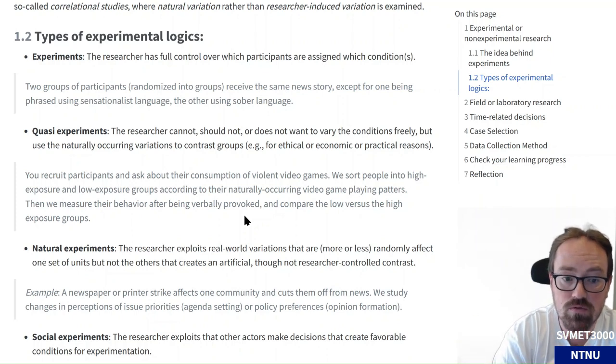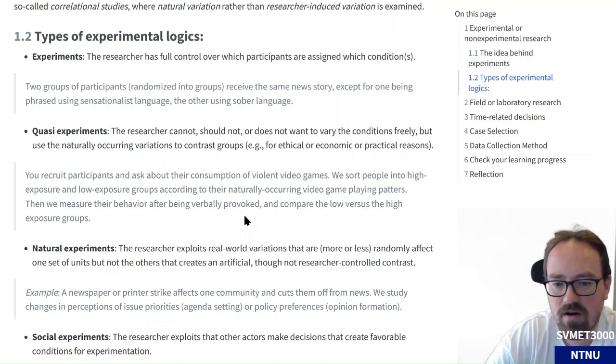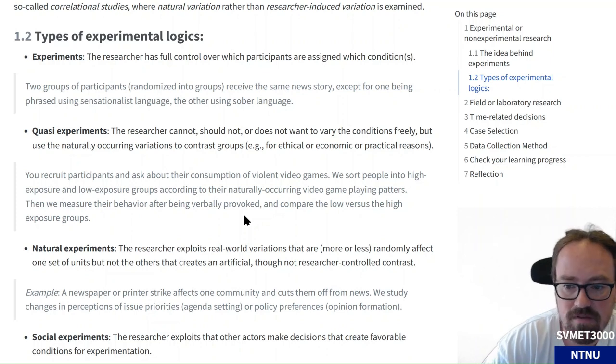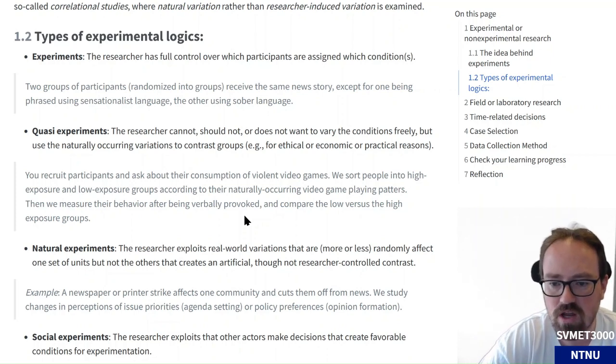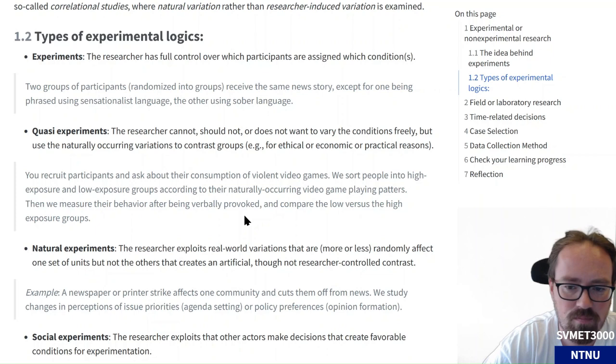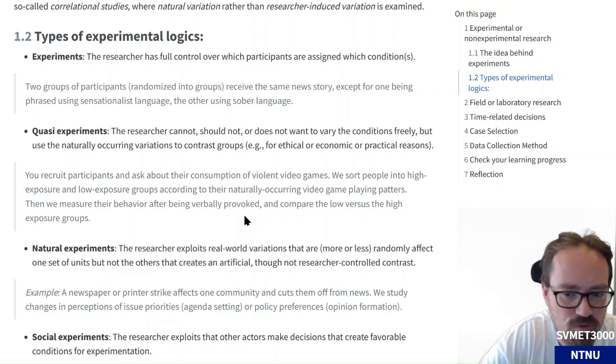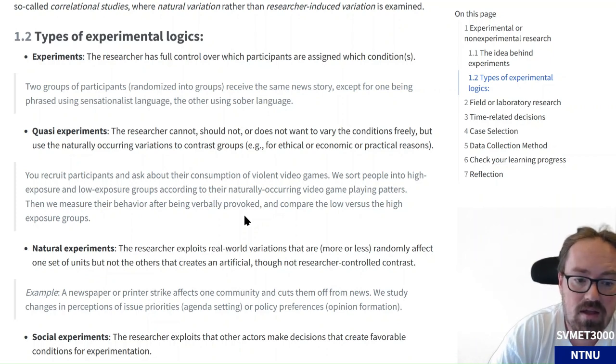For instance, you recruit participants to ask about their consumption of violent video games. Then you sort the people into two groups, the high exposure and the low exposure group. But that's their naturally occurring video game playing patterns. It's not experimentally induced by the researcher for ethical reasons, so we wouldn't take kids with a very low video game consumption and put them in a lab and force them to play video games 24/7 for 2 weeks or something. And then we measure their behavior after being verbally provoked.